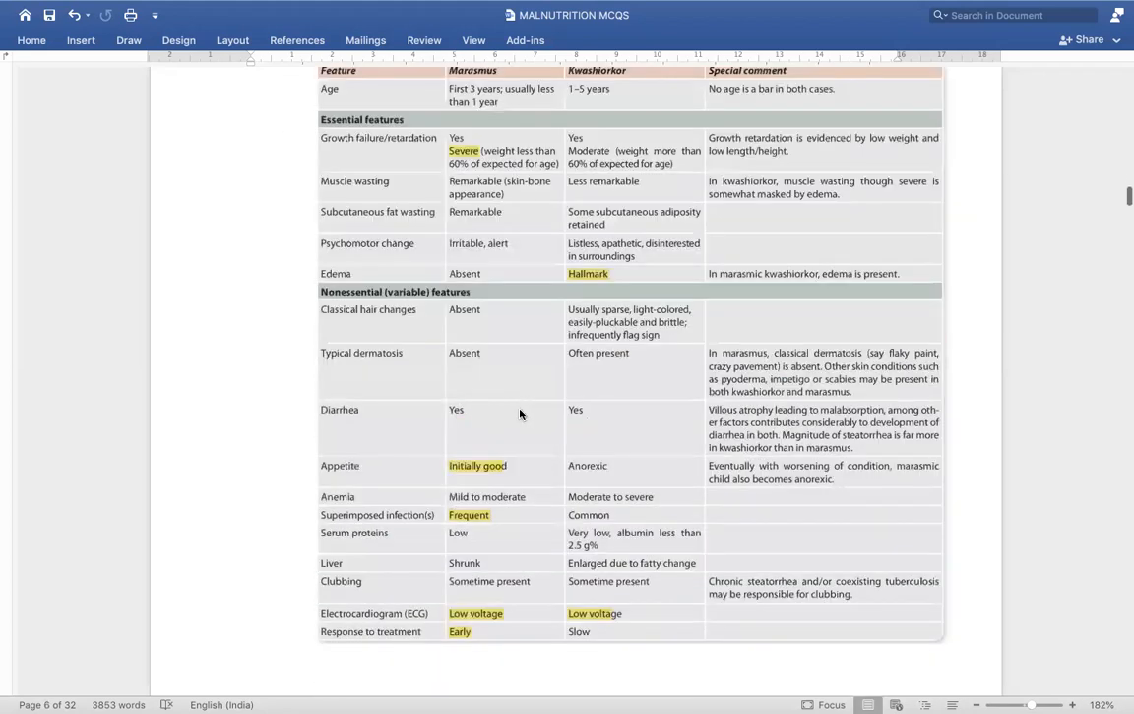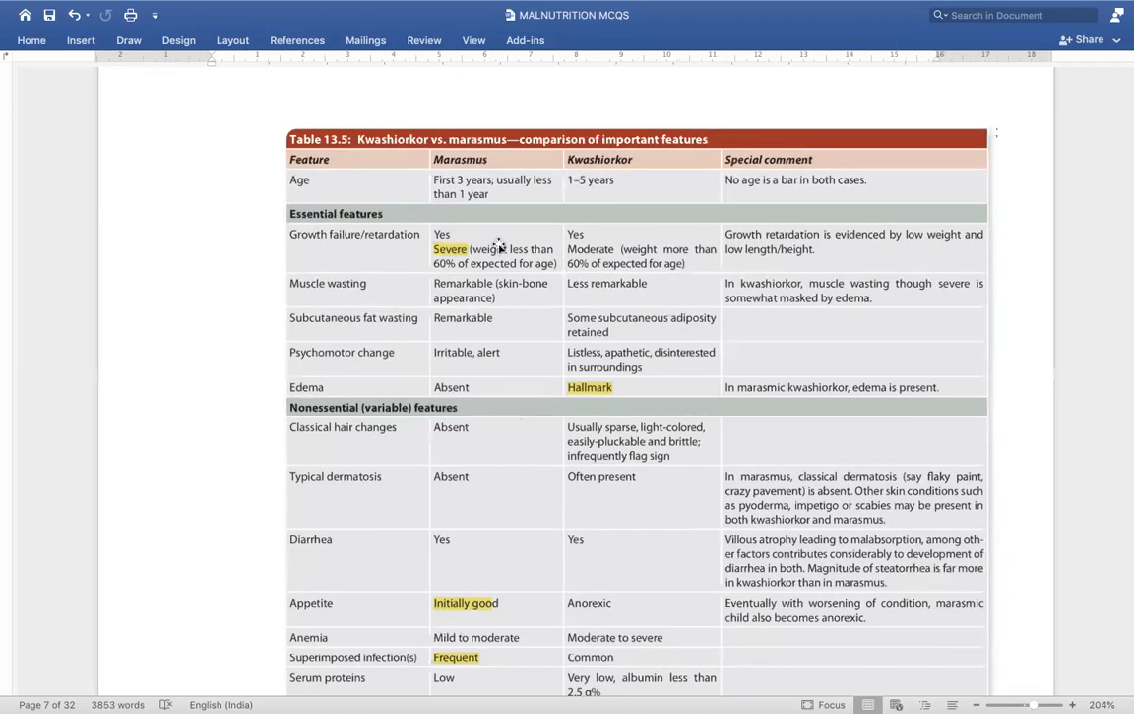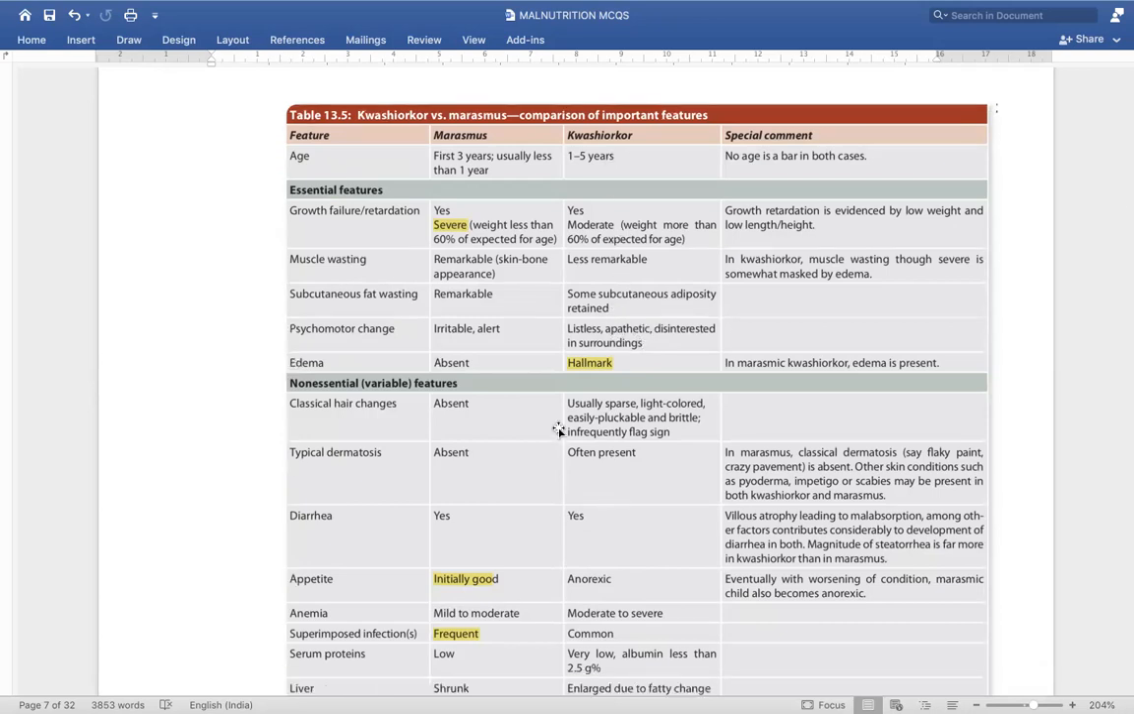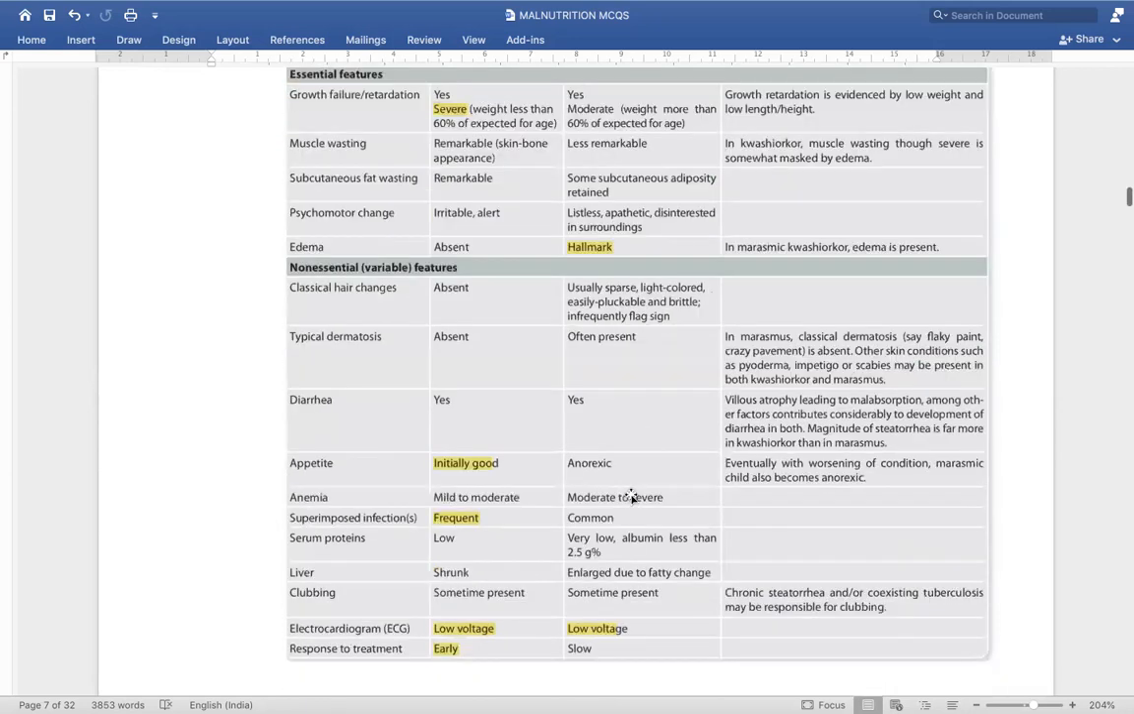So we have already seen this. Edema is the hallmark of kwashiorkor, and apathy or poor appetite is also a hallmark of kwashiorkor. Apathy means a listless, very apathetic child who is not interested in the surroundings and is very lethargic. The presence of edema and apathy are the hallmarks of kwashiorkor, and also the skin manifestations. Skin manifestations are classically seen in kwashiorkor. Okay.